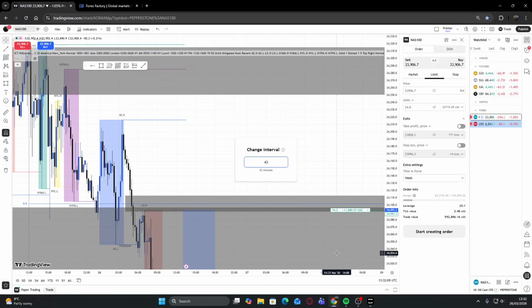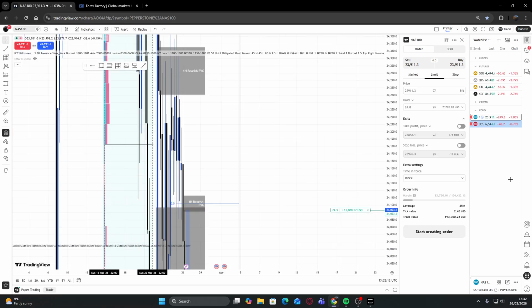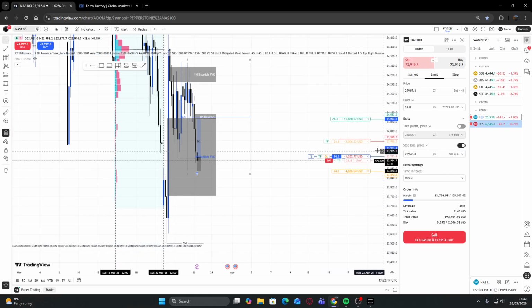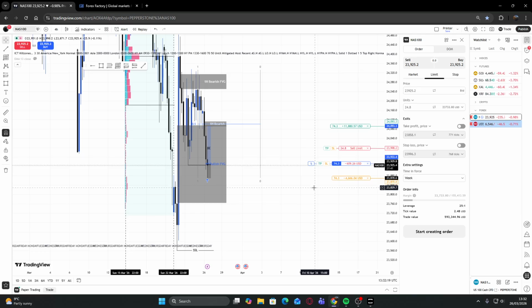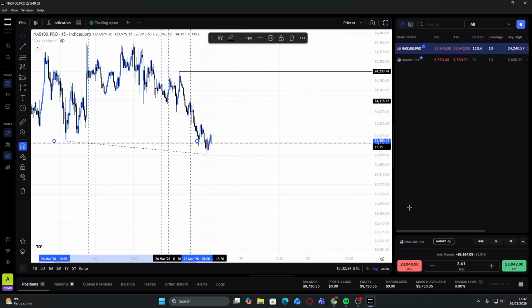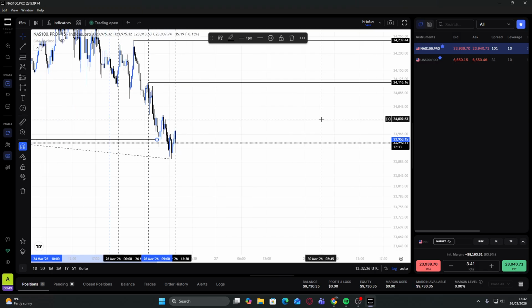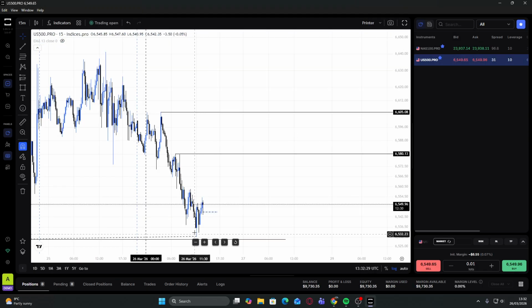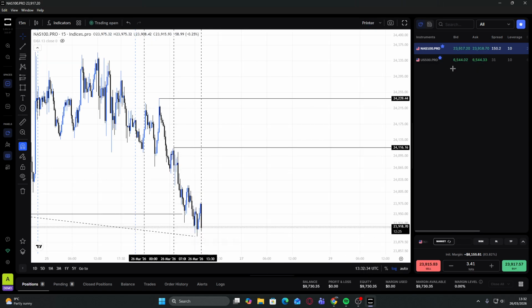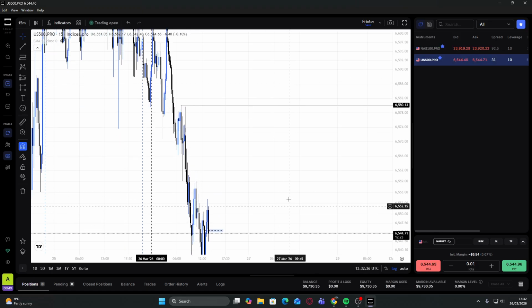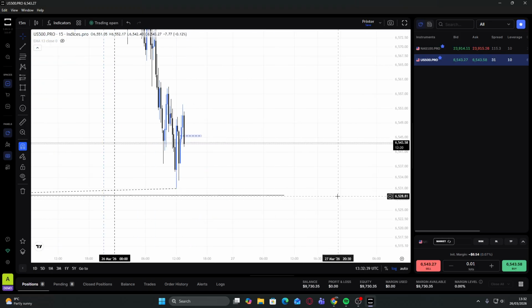It's looking pretty good right now, guys. Getting a nice open. We also have the internal SMT between this low and this low, this low and this low. So I think we're currently holding the order block.